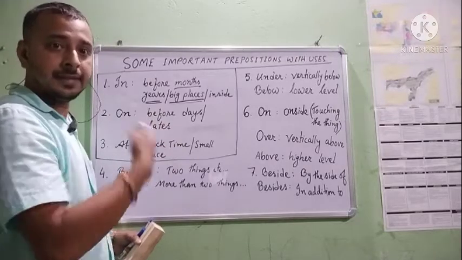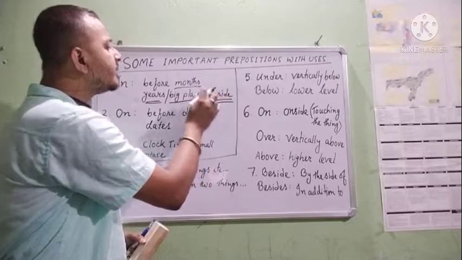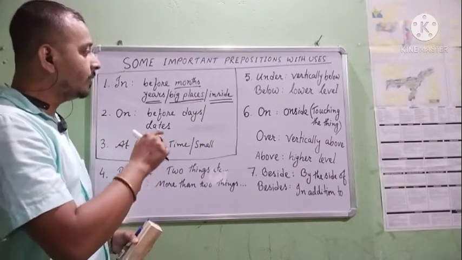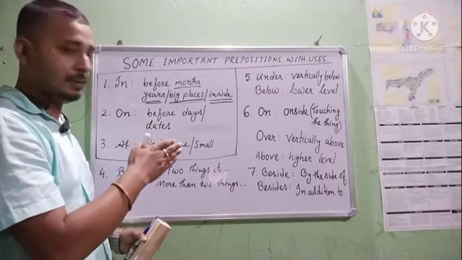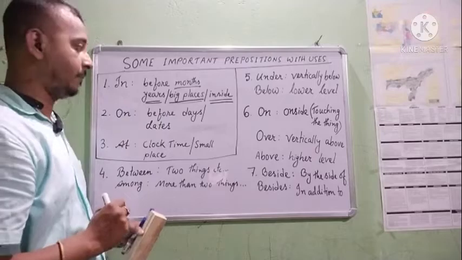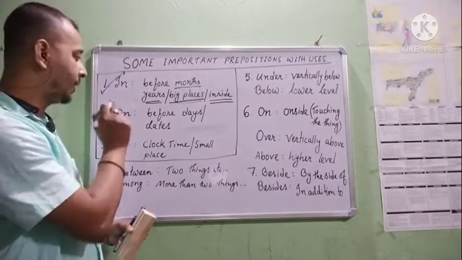Next, in means inside. Suppose I am in my house, means I am inside the house. So these are basic uses. These are only basic uses. Actually, there are so many uses of all the prepositions, but discussing here is not possible. So I have taken only the basic uses of prepositions. So in is complete.